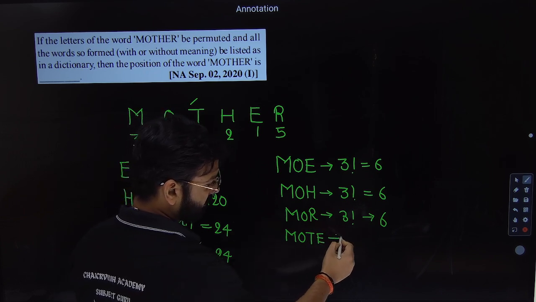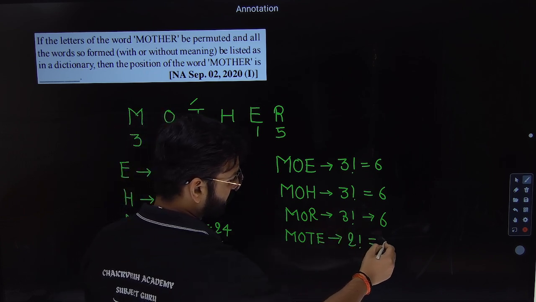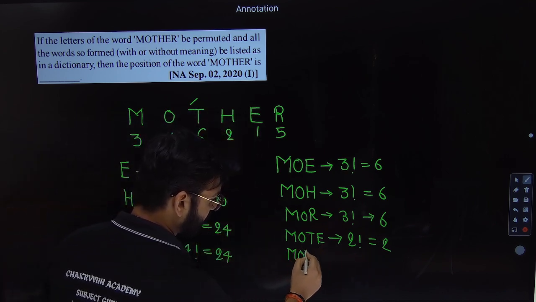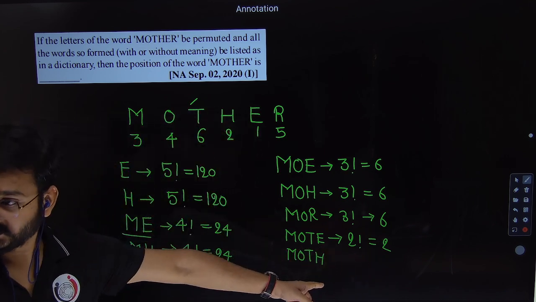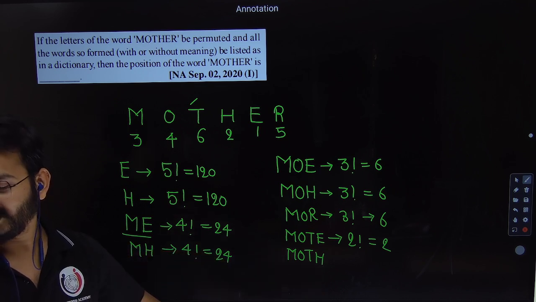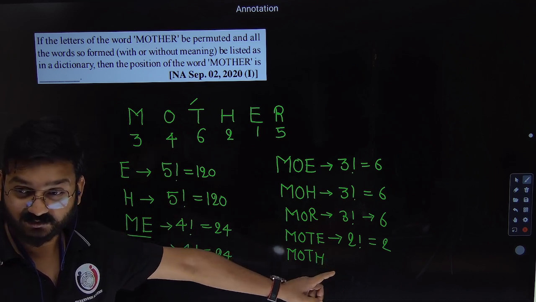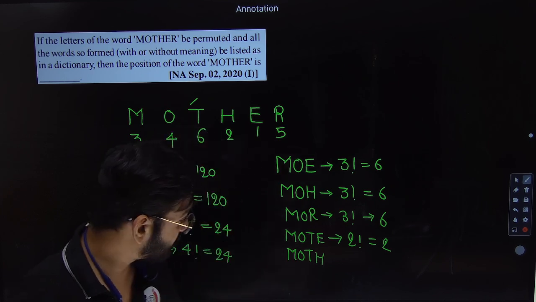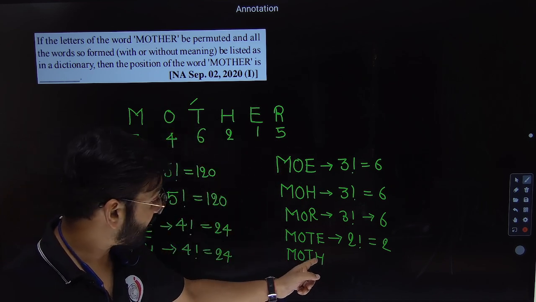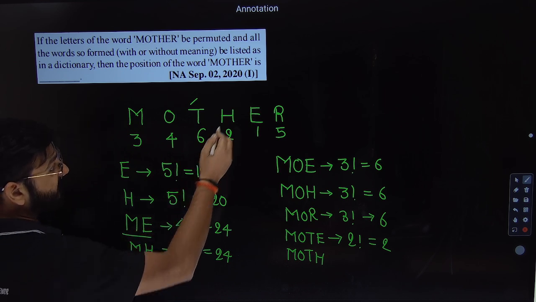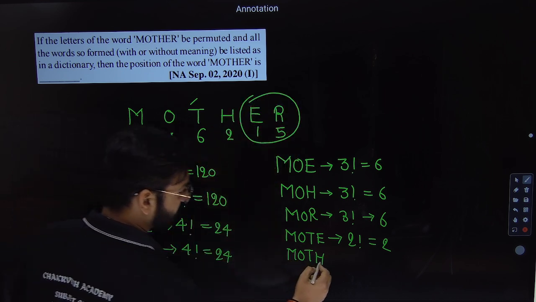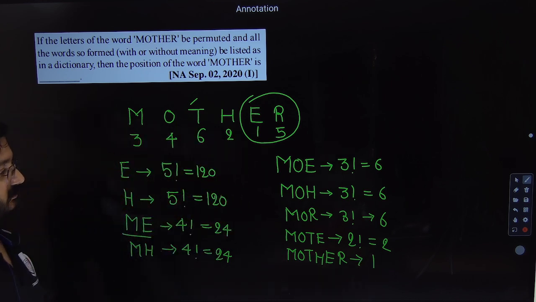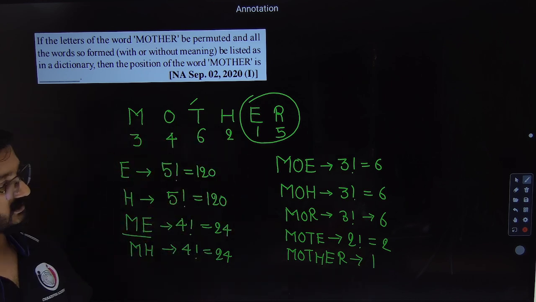Okay. So how much? 2 factorial. After E, what will come? H. Do you need H? Yes. So we need H. So we will find all the letters starting with MOTH. We need to break it because this is something which we need. After H, according to dictionary, what is left? E and R. So E, R. This is one word. So count everything. Check what is the value coming.